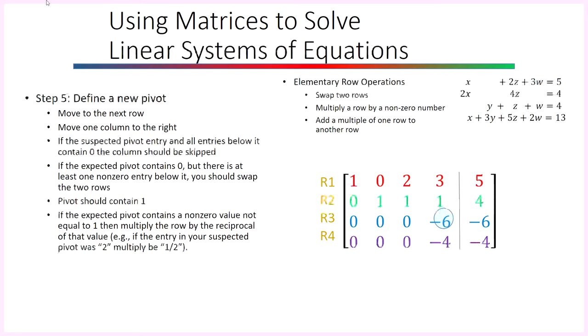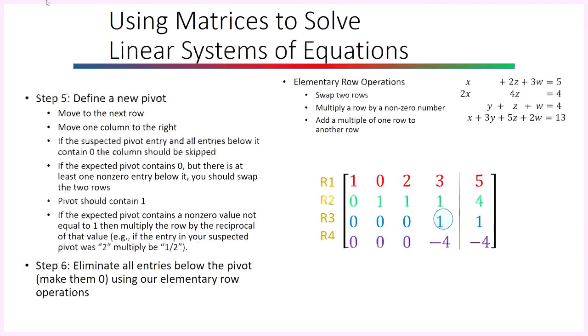Does the expected pivot contain 0? No. Does the pivot contain 1? No. So we should multiply the row by the reciprocal of the value in the pivot, or in other words, divide the row by negative 6. When we divide the entire row by negative 6, we get 0, 0, 0, 1, 1. Now we need to eliminate the elements below the pivot. We will eliminate it by adding 4 times row 3, which will give us all zeros for the bottom column.